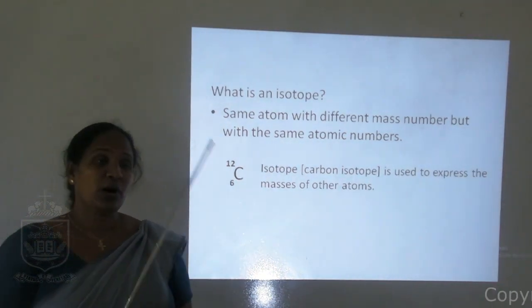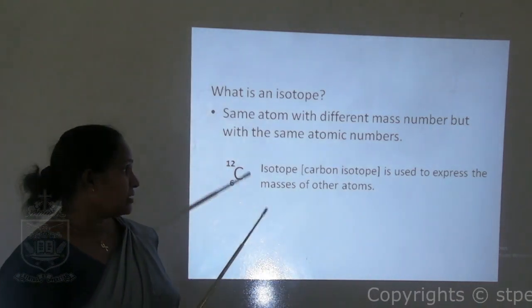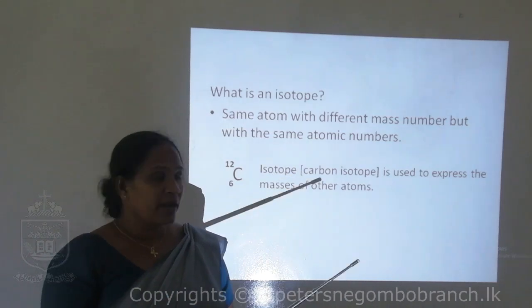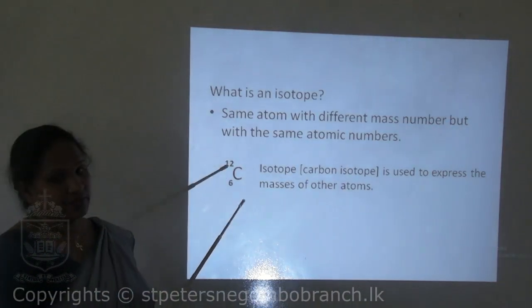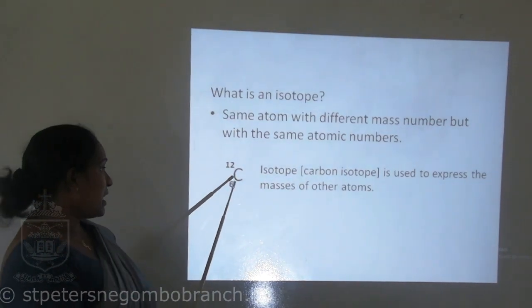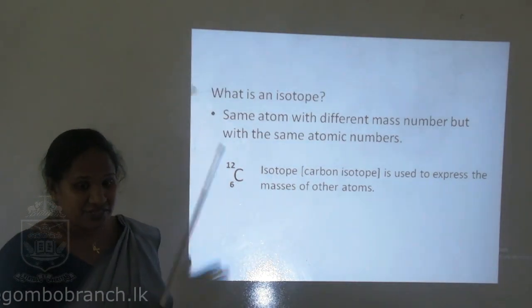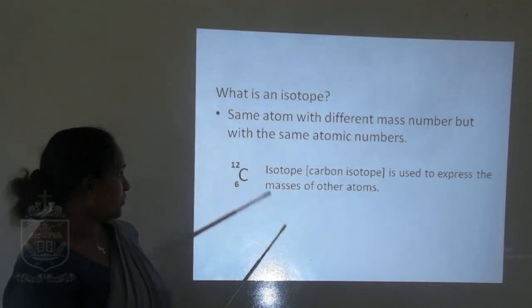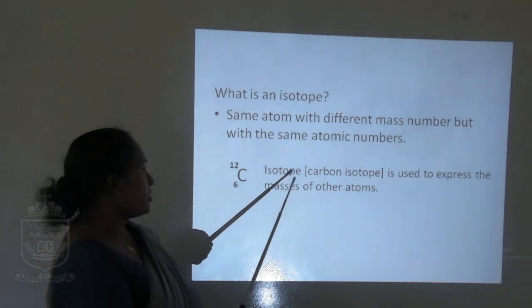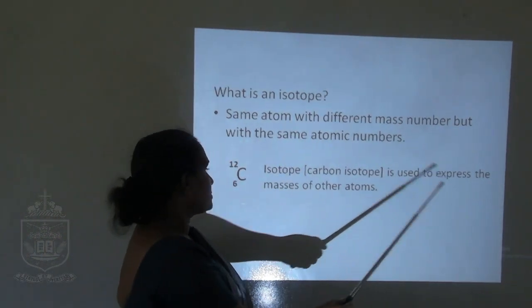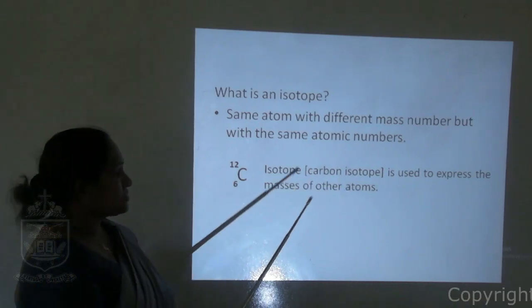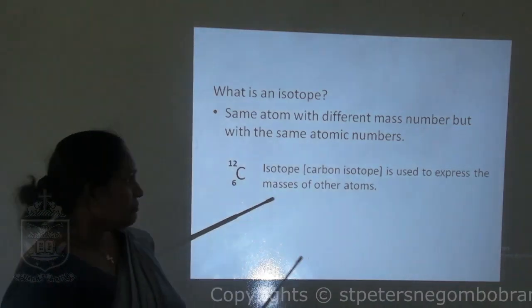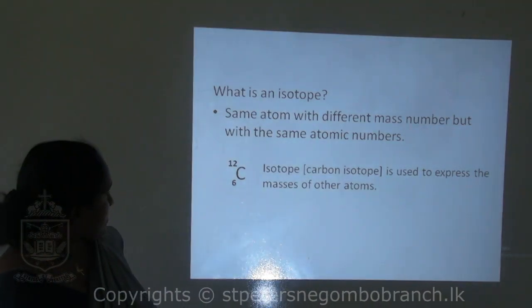Earlier, hydrogen was used for this, but today the standard method uses carbon. Not just carbon, the carbon-12 isotope is used to express the masses of the other atoms. We'll see how we compare the masses of the other atoms.